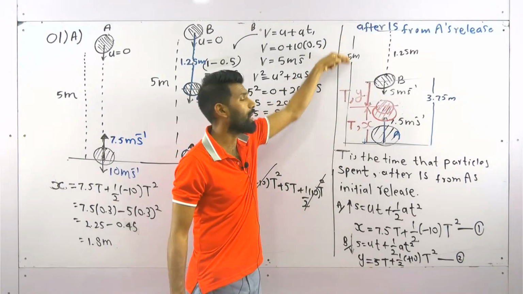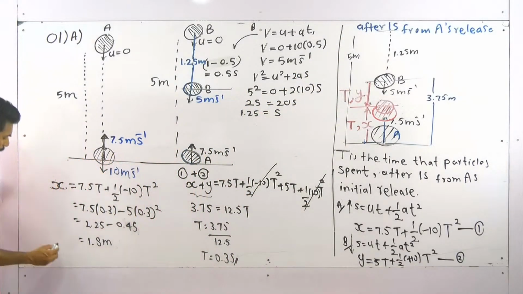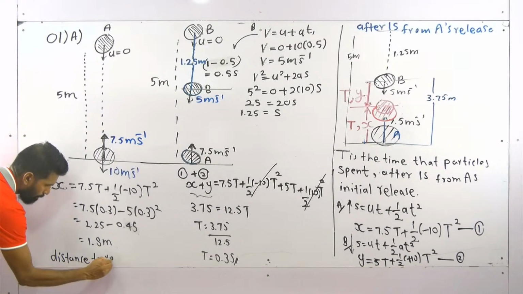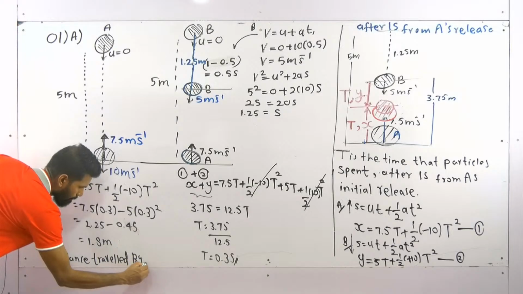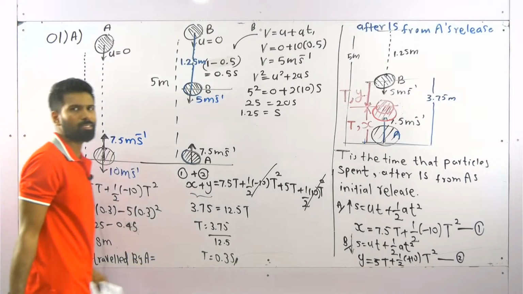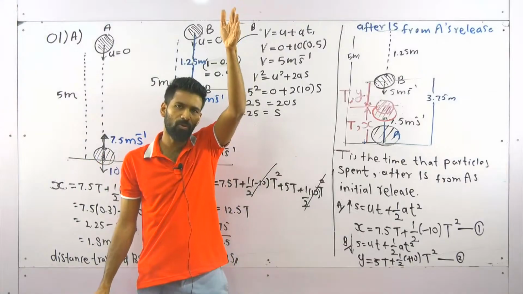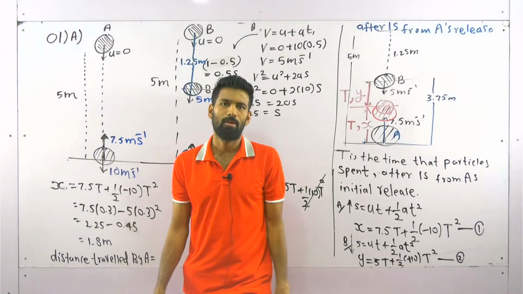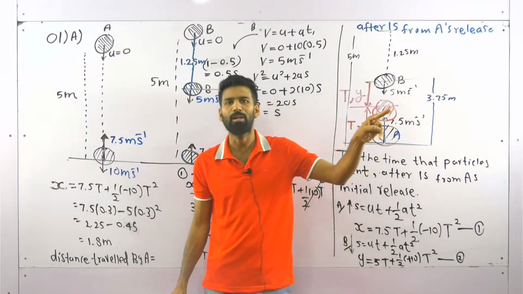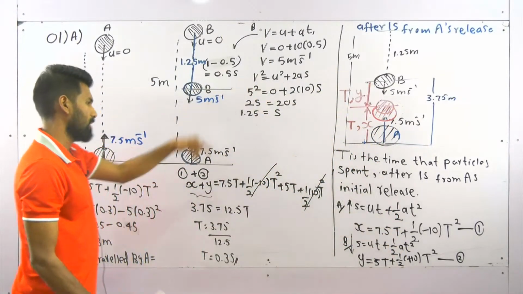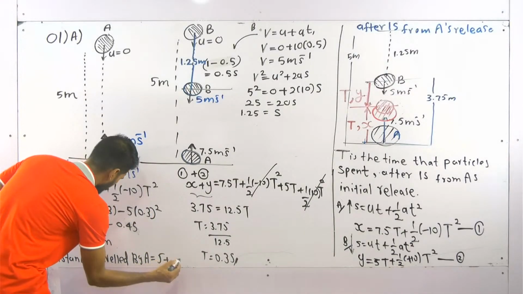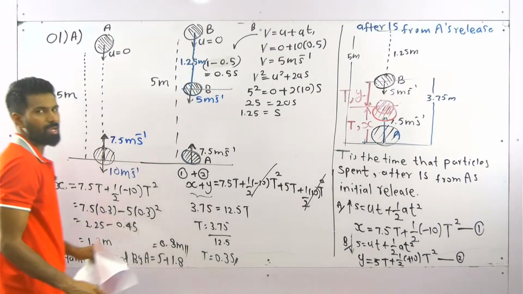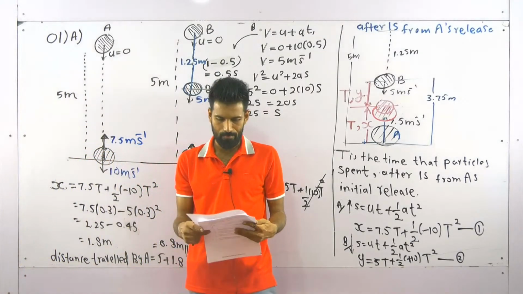Initially, A came 5 meters downward. So what is the distance traveled by A? Initially, it came a 5 meter distance downward to hit the ground. From there, it moved another distance x upward to meet B. So 5 plus x, 5 plus 1.8. 6.8 meters is the distance traveled by A when it collides with B.